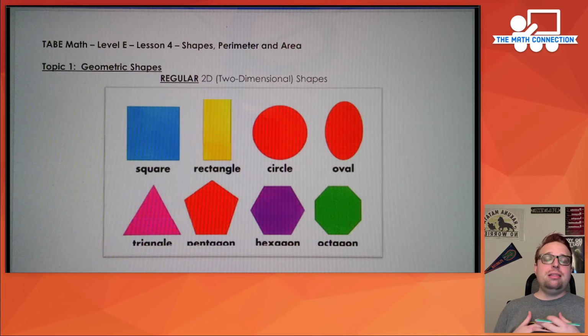This is the last lesson in section E of the math course. E is the first level. There's 4 lessons in it. This is the 4th one. We're going to bust this out tonight.